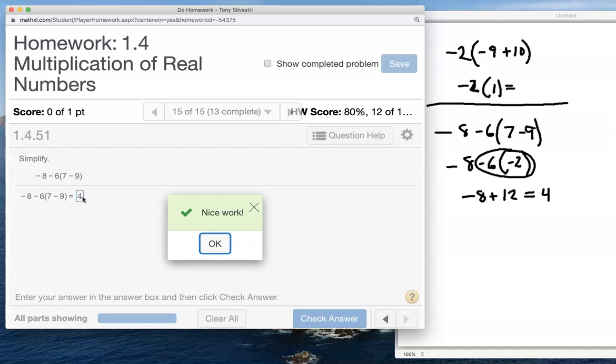Next section, guess what, is division. And guess what? Just like subtraction is like addition, division is like multiplication. So that chapter should go by real quick.